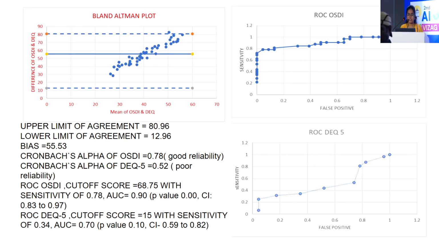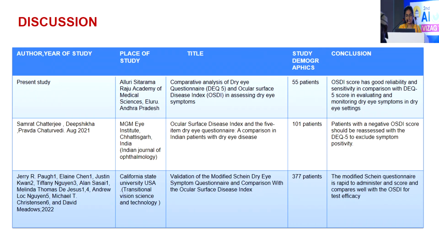And the receiver operating curve of OSDI has a cutoff score of 68 with sensitivity of 0.78 and area under curve of 0.9. The cutoff score is a point where there is a maximum sensitivity with the minimal false positive rates. And the ROC curve of DEQ5 has cutoff score of 15 with sensitivity of 0.34 with area under curve of 0.7.